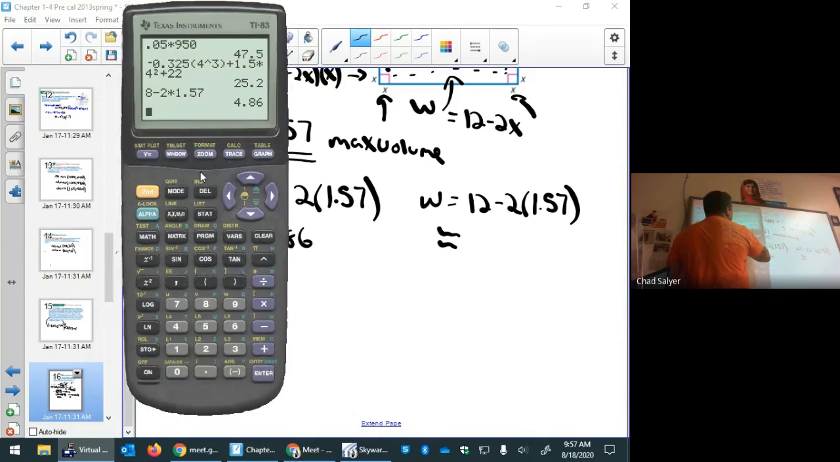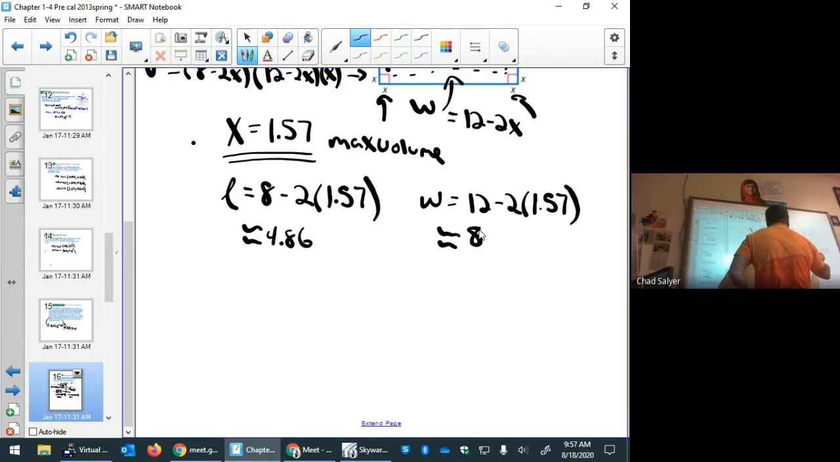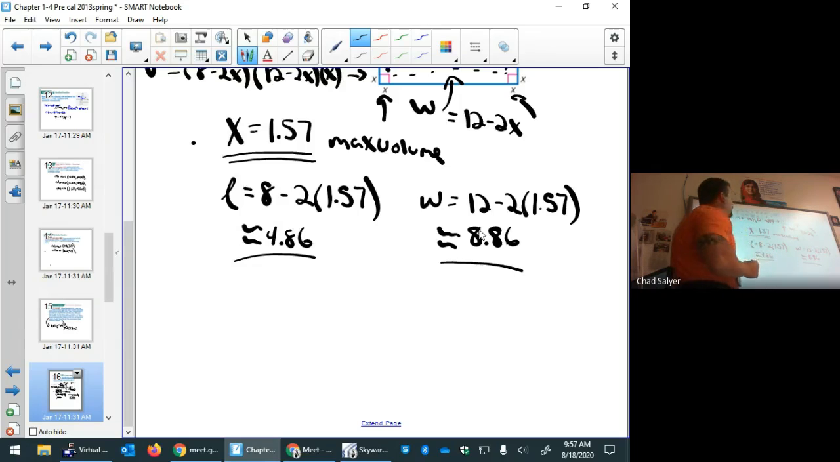And I use approximately equal to because we rounded earlier. So 12 minus 2 times 1.57 is about 8.86. So there's the length and width to the nearest hundredth that will maximize our volume in this case.